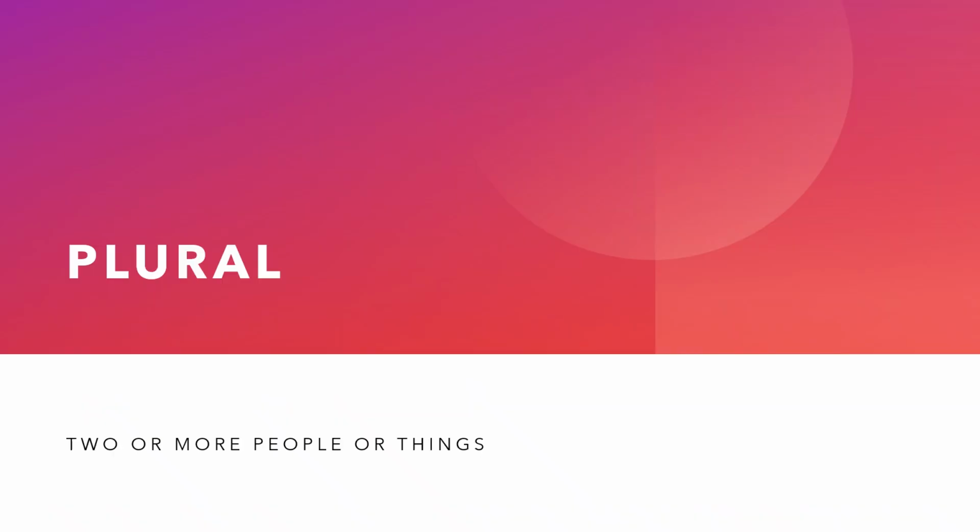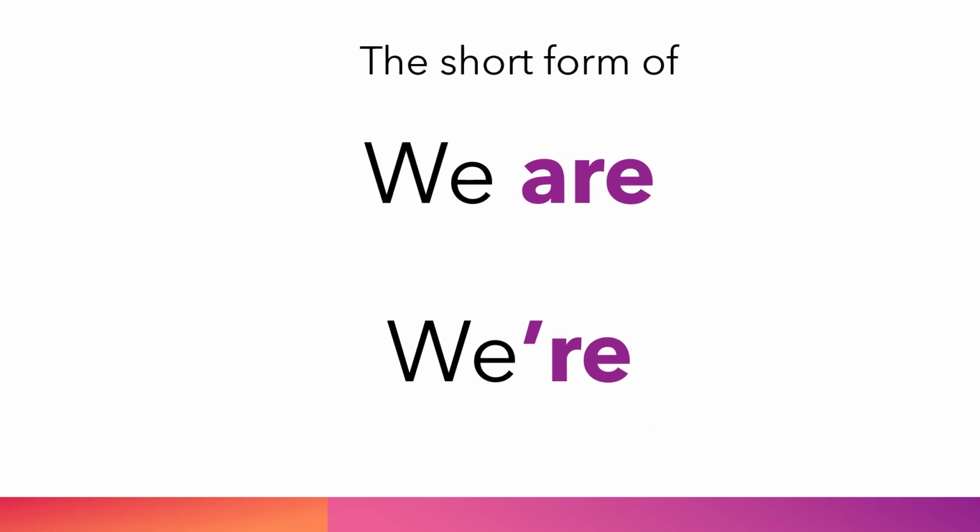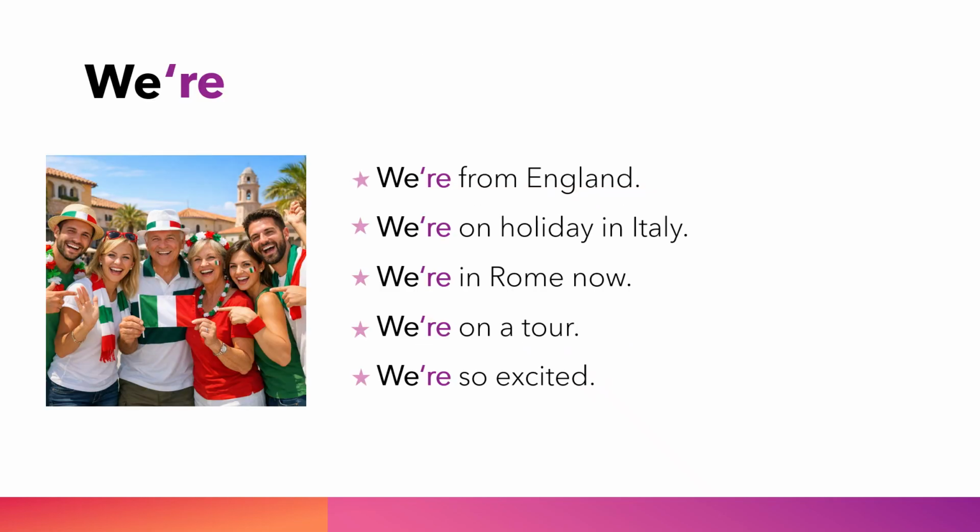Plural. 2 or more people or things. The short form of we are, we're. We're from England. We're on holiday in Italy. We're in Rome now. We're on a tour. We're so excited.